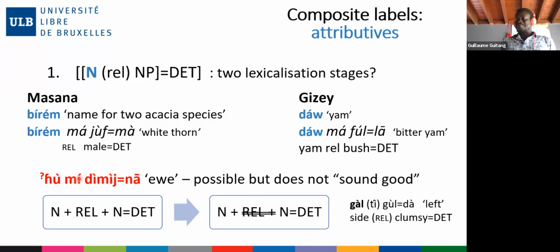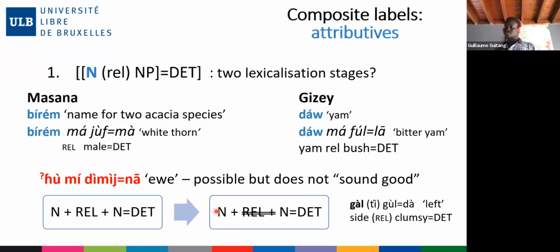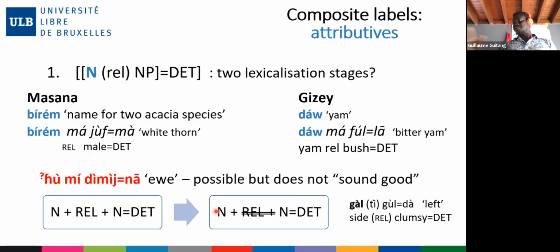And so I've been wondering, because these kinds of structure you also find outside of fauna and flora vocabulary, as you can see here, whether these indicate two different stages of lexicalization, something from phrasal labels to something like compound labels. This is not much of our concern here, but I just wanted to point it out.